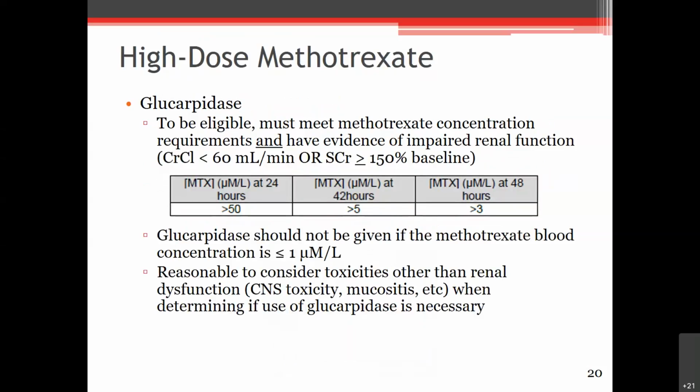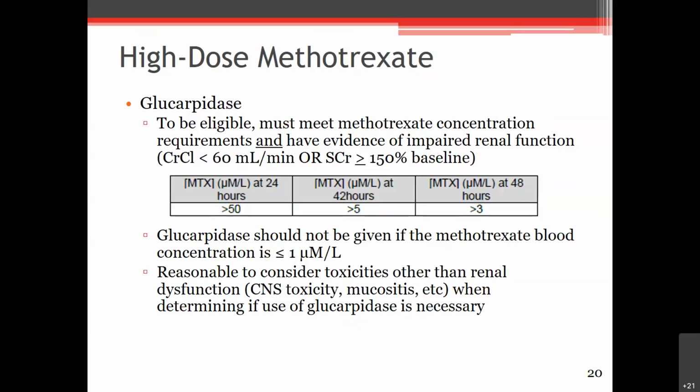In order for adult patients to be eligible for glucarpidase, they need to meet these methotrexate concentration requirements and also need to have evidence of impaired renal function. So these are the general cutoffs included in our guideline for when you might consider glucarpidase. It is important to note that if a patient's methotrexate level is already less than or equal to 1, we would not recommend pursuing glucarpidase.